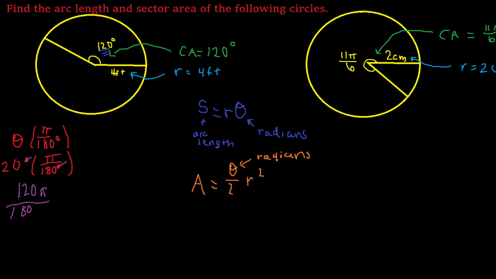So what I would do is start figuring out what goes in here. So 120 and 180 are divisible by 60. So I'm going to go ahead and just divide the numerator by 60 and the denominator by 60. And when you do that, what you're left with is 2 pi over 3.